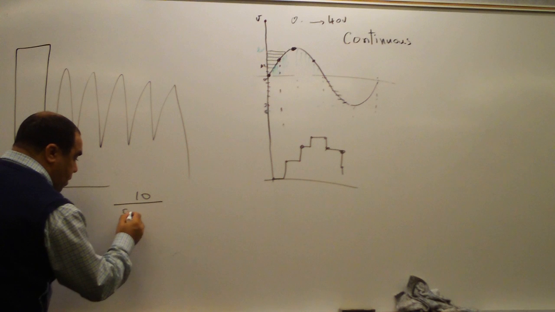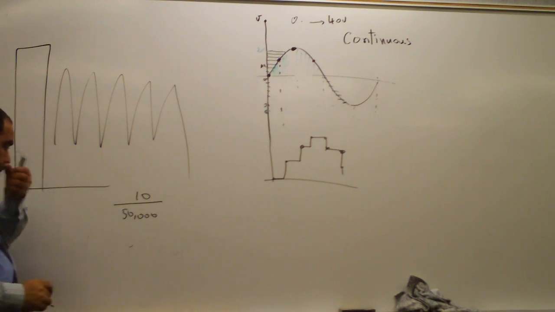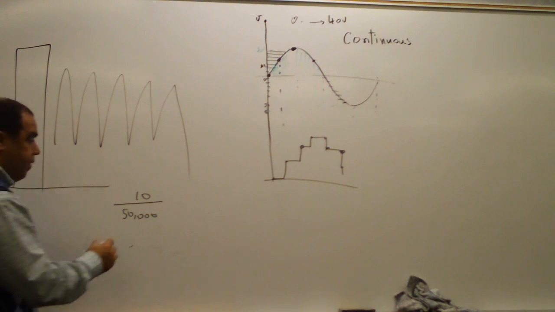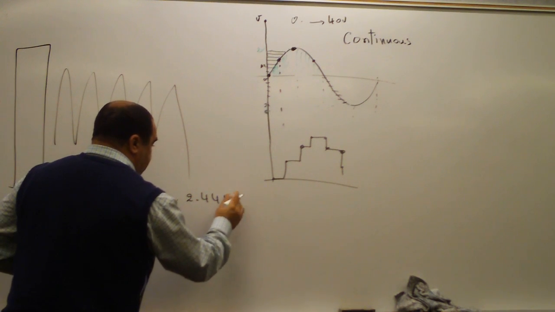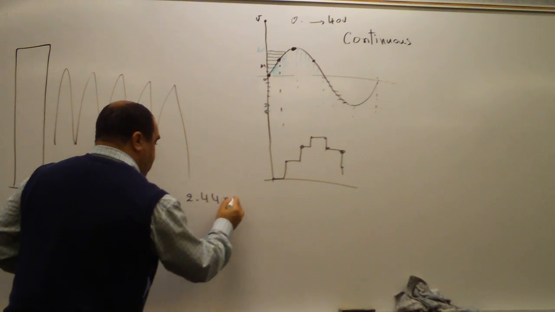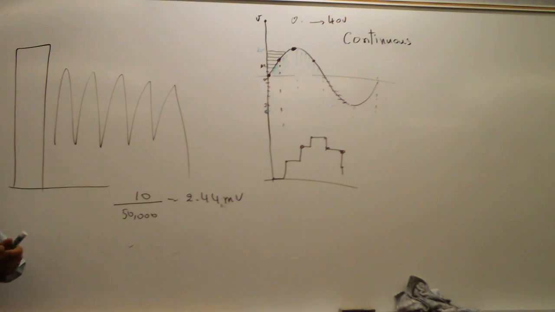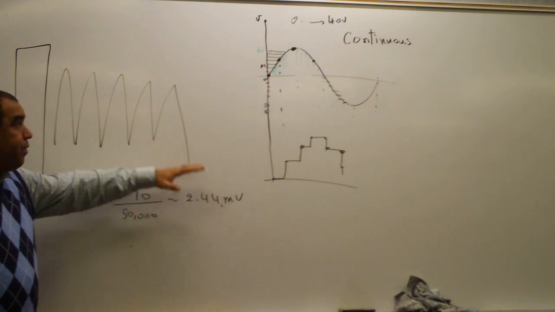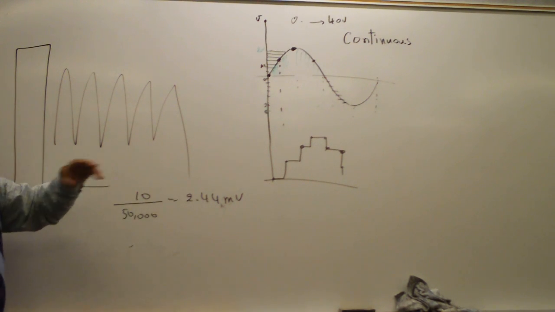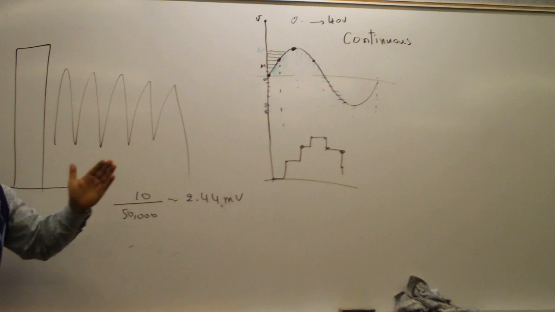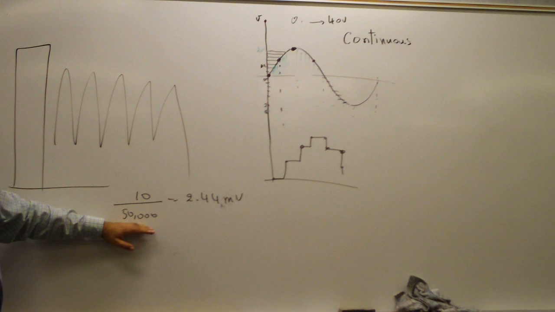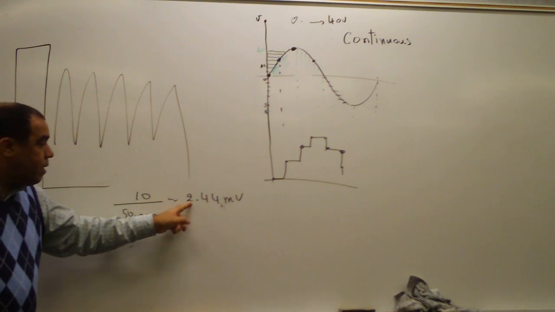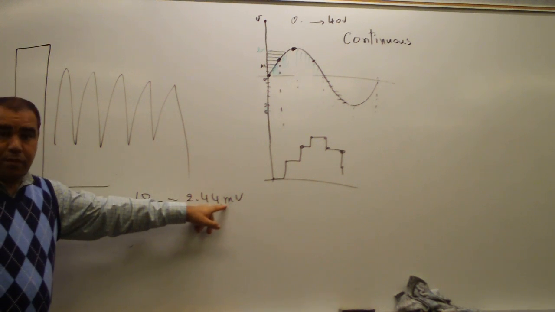number was 50,000 intervals, and so you have here 2.44 millivolt, just millivolt. So what LabPro did, it divided your signal, that is 10 volts, a long piece of signal, into 50,000 pieces. 50,000 pieces. Every piece has this length, 2.44 millivolt.